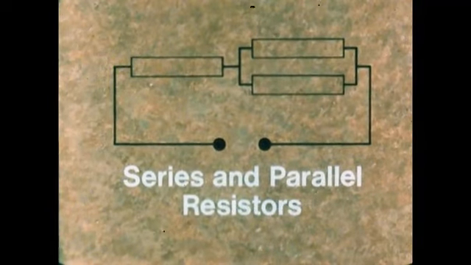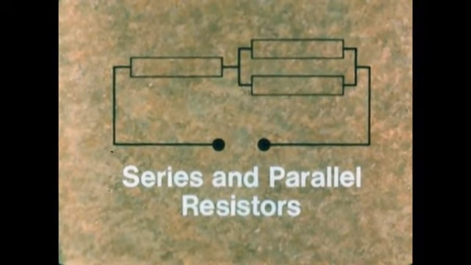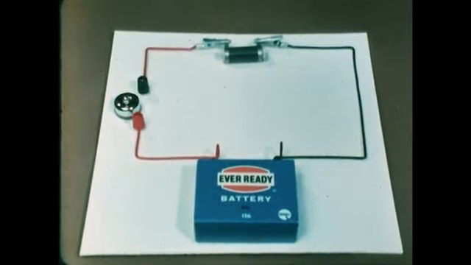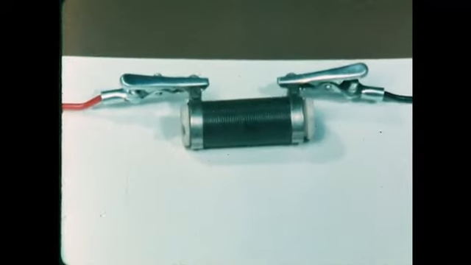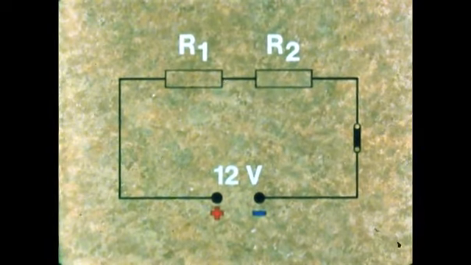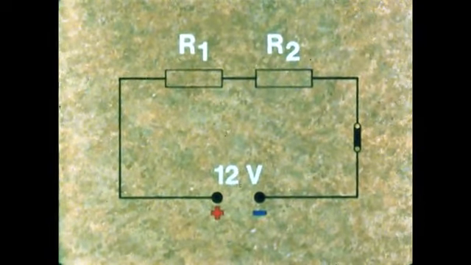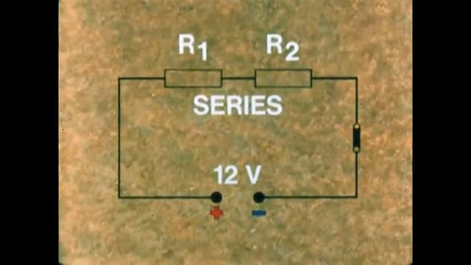We must now learn what is meant by series and parallel resistors and how they can be dealt with. We saw this simple circuit before with its single resistor. Now suppose that instead of this one resistor, we have two resistors connected end to end. We would show them like this on a circuit diagram, and we would say that R1 and R2 were connected in series.